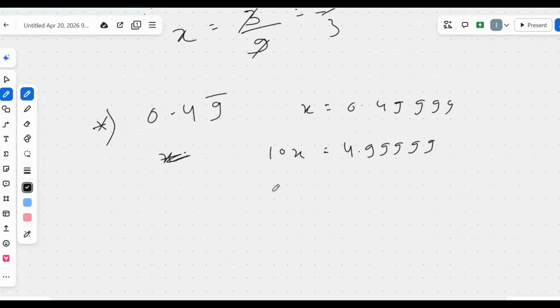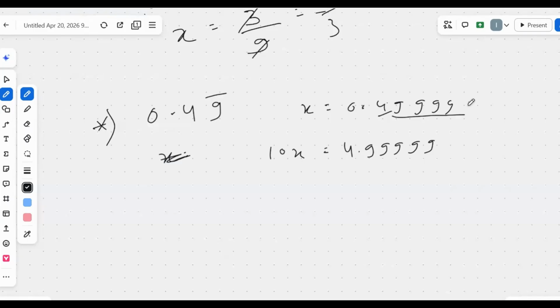Wait, let me tell you. See, this is a little bit different from your earlier one, because in the earlier one your recurring decimal started directly after the decimal point. But in this one, after the decimal I'm giving one number: 4 is not repeating itself, but after the 4, whatever number is there is repeating itself. So the first thing I have to do is keep the number that's not repeating itself out of the repeating part.